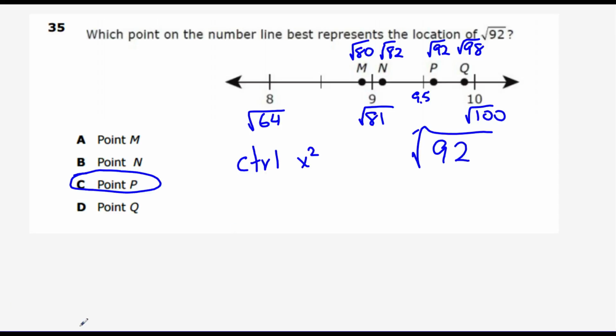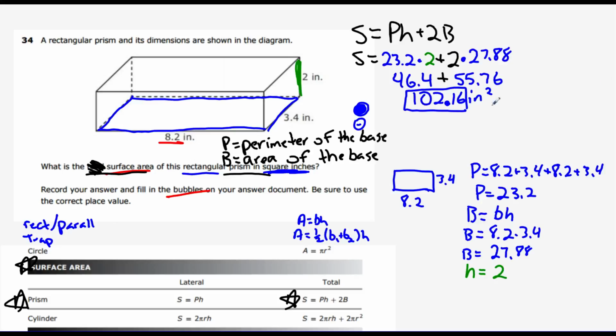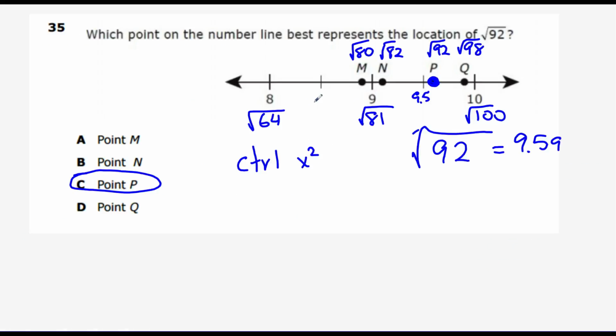And if we wanted to, we could just put this in the calculator and say square root of 92 is approximately 9.59. And then you say where on the number line is 9.59, and again it's a little bit more than 9.5, less than 10. Nothing to it. Control x squared gives you square root. It's the opposite of squaring a number. Don't miss these ones. As much work as this was, this isn't. These are the cupcake questions you got to get right.